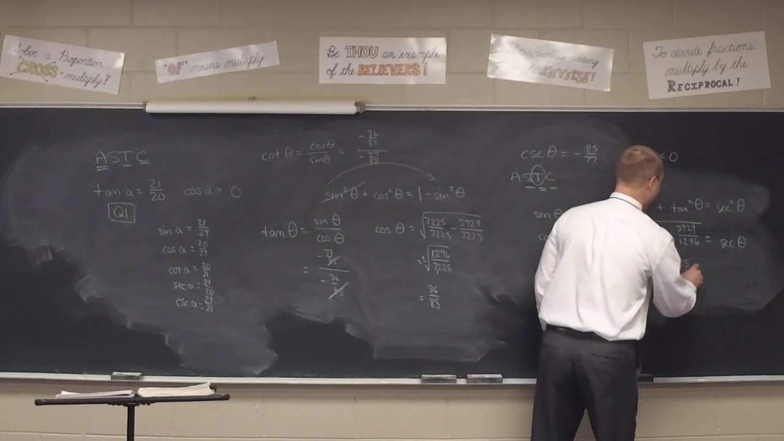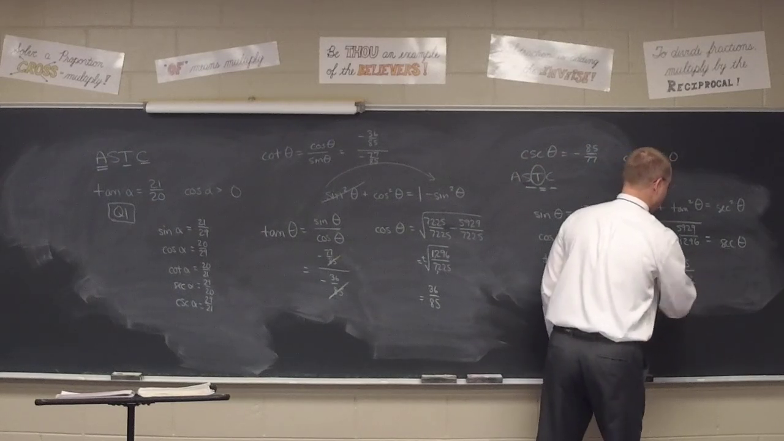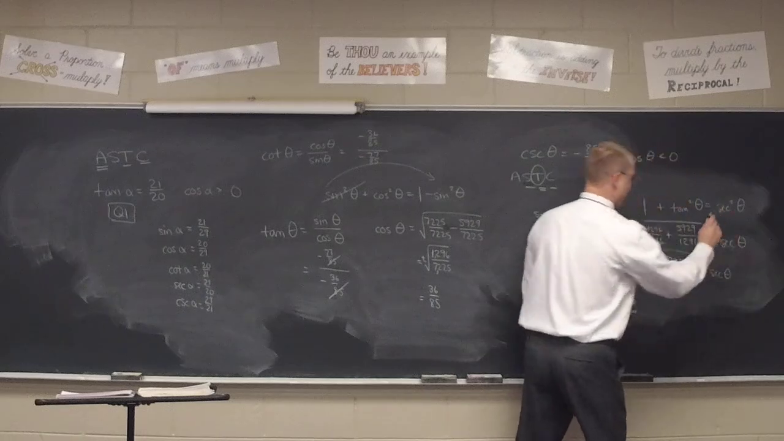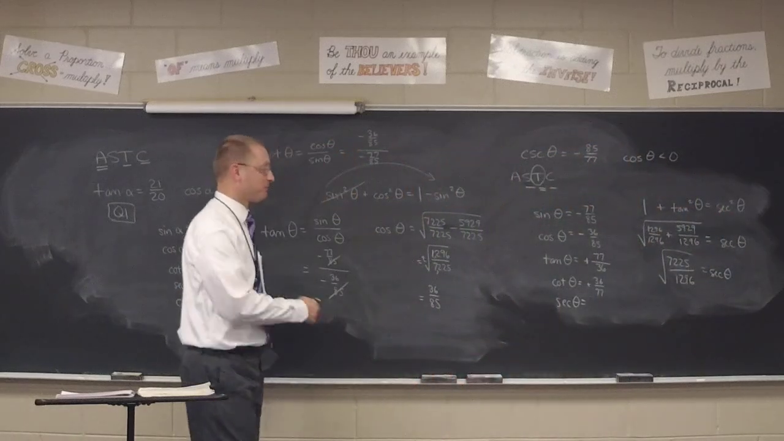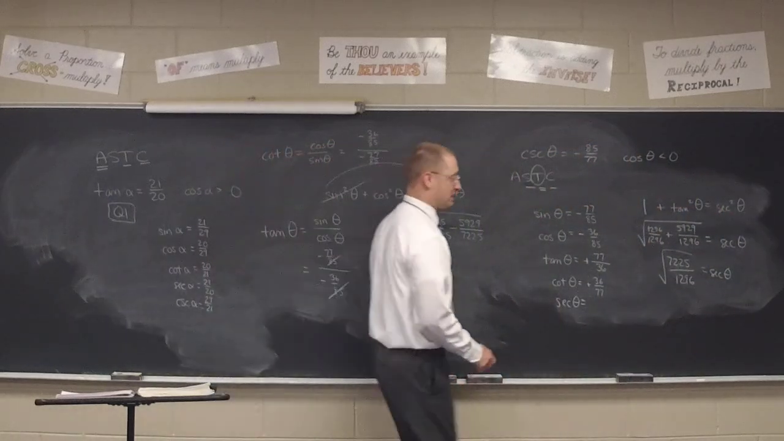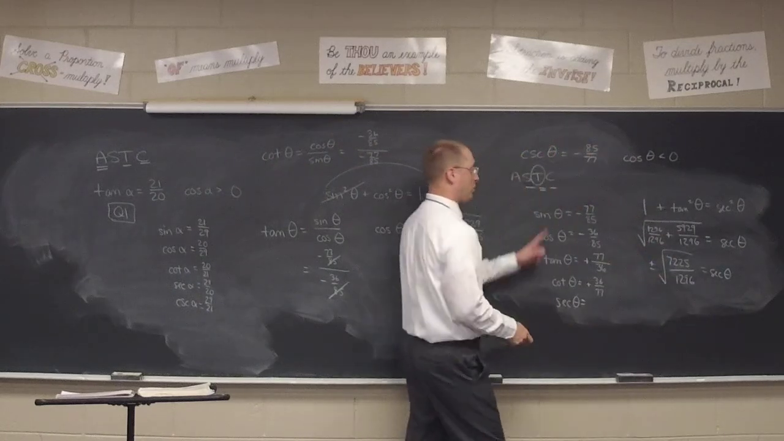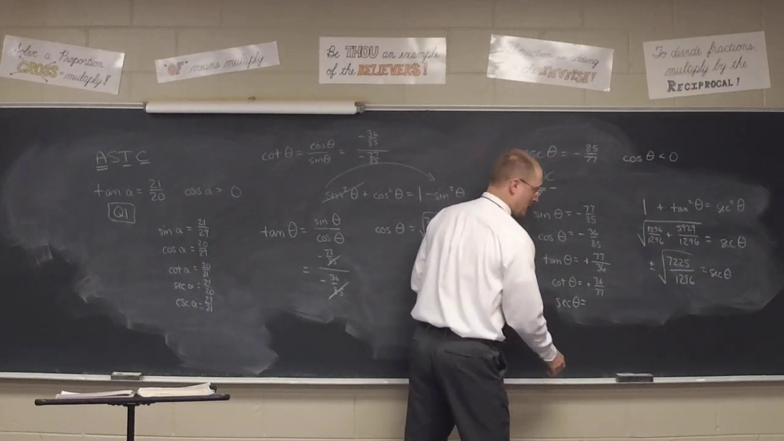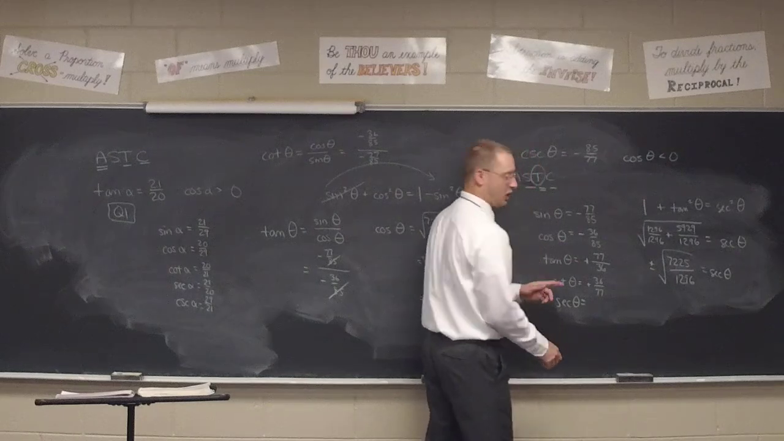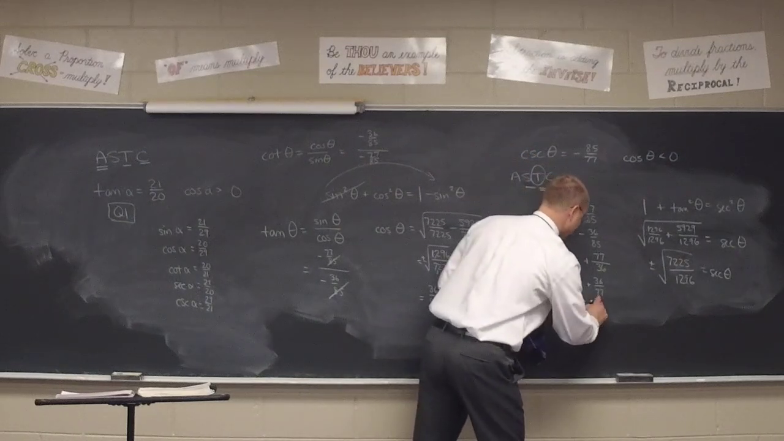Good, Chris. 7225 over 1296, and we need to take the square root of that, of course. And we end up getting what, Ethan? 85 over 36. But we're going to have to choose positive or negative, and in quadrant 3 we choose the negative, which we would have seen if we had.